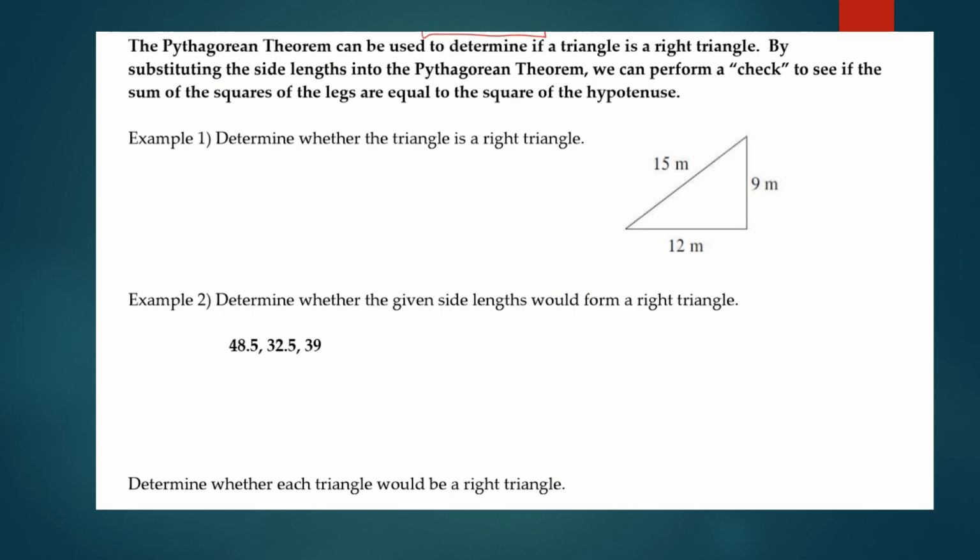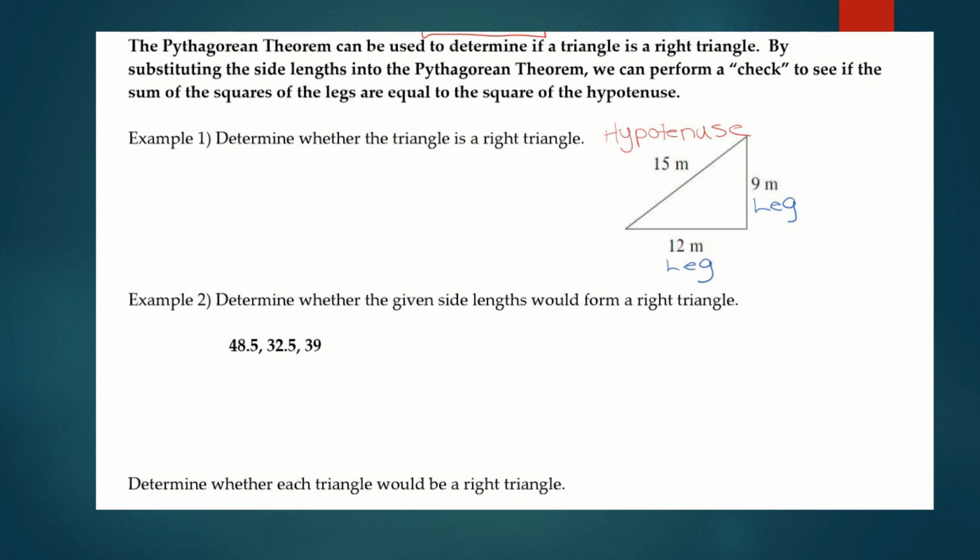So if I were to label the sides of this triangle, I would say that the 9 meters is a leg, and so is the side that measures 12 meters. And the reason for that is these are the two shorter sides. The longest side, which is 15 meters, would have to be the hypotenuse because the hypotenuse is the longest side of the triangle. So now that we know which represent our legs and what represents our hypotenuse, let's plug into the Pythagorean theorem.